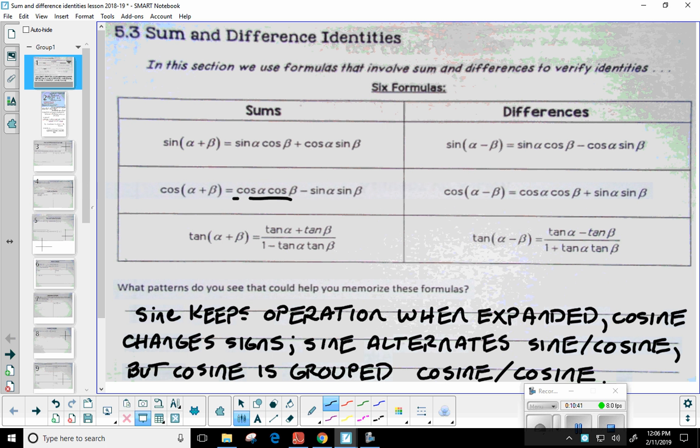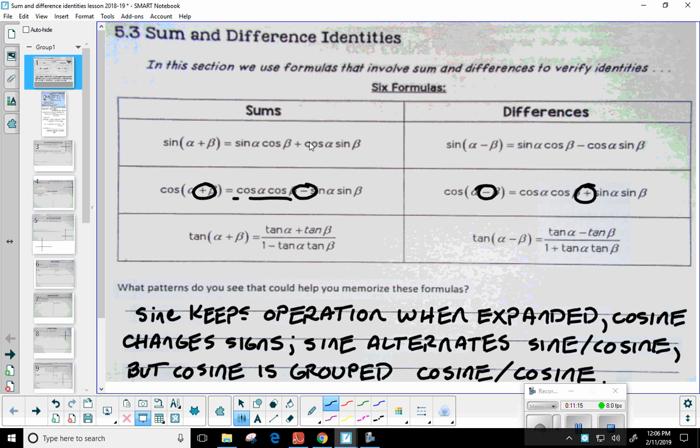Same thing if it's a difference: cosine alpha, cosine beta, sine alpha, sine beta. But there is another difference. If you start with a sum and cosine, what do you do in the formula? Subtract. Cosine always wants to change the operation. Sine keeps the same sign, but cosine does not. So here when I have cosine of alpha minus beta, that would be plus. So minus would change to a plus. Is everybody okay with the patterns?